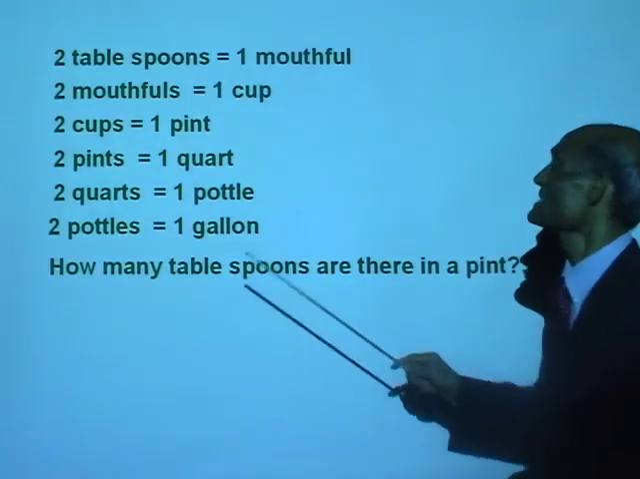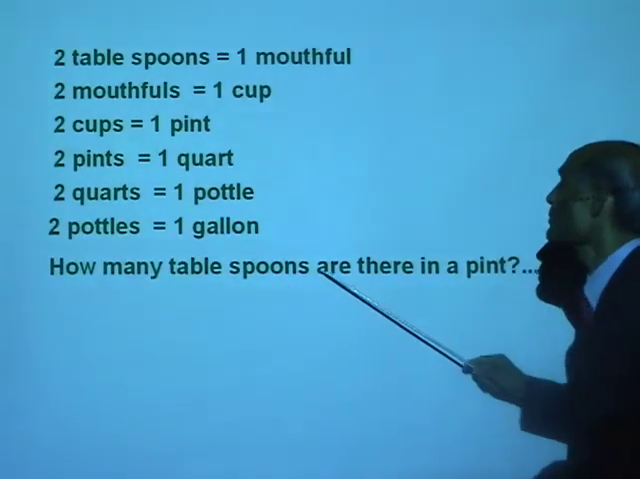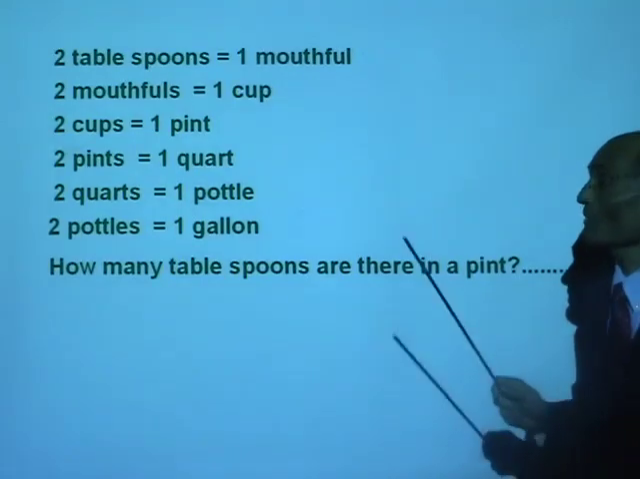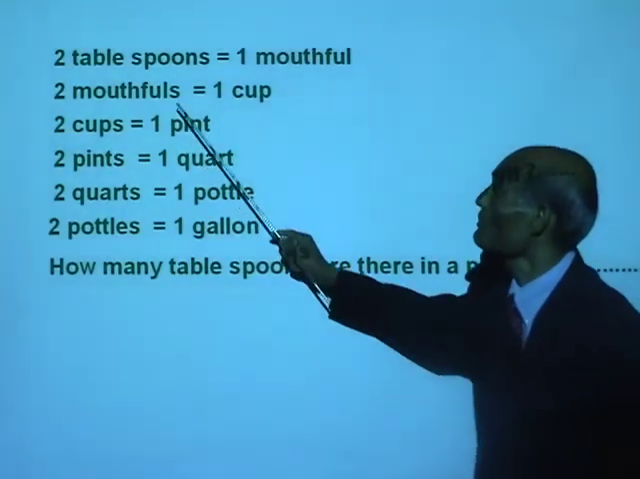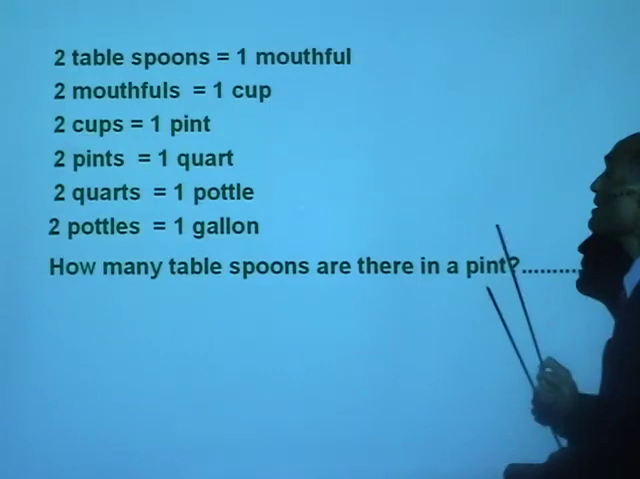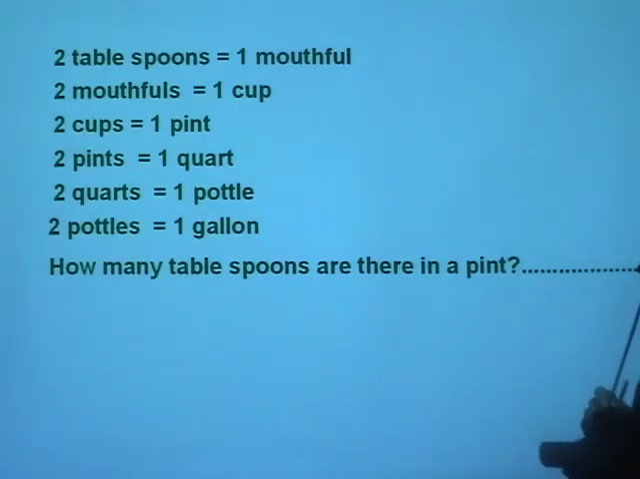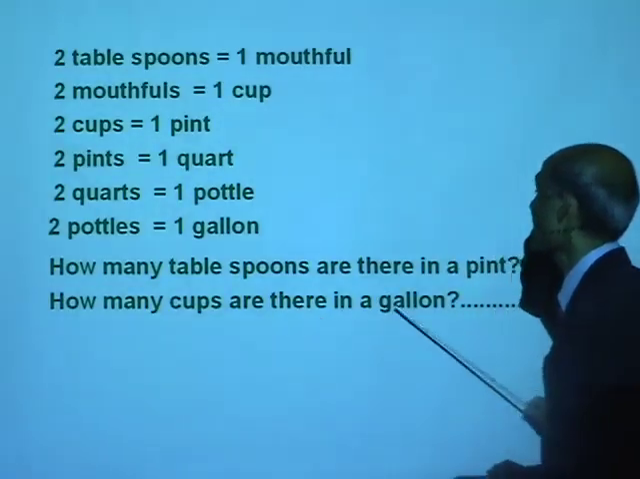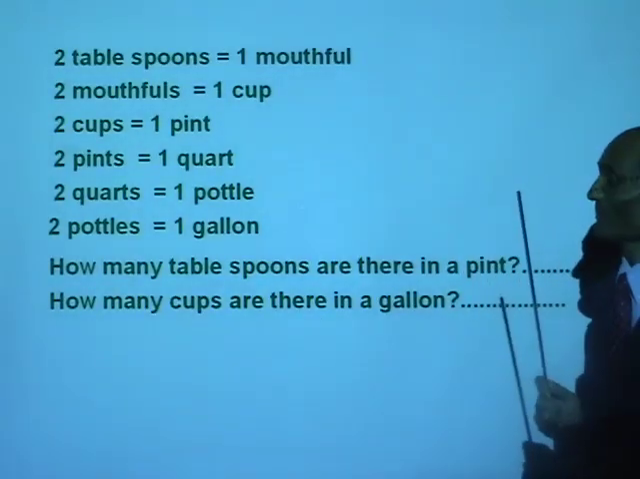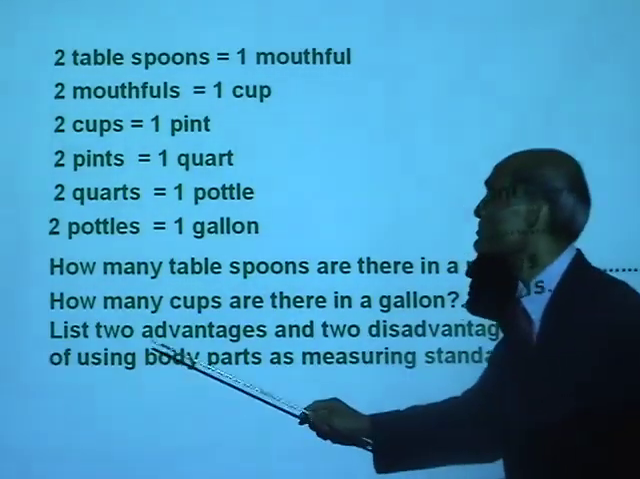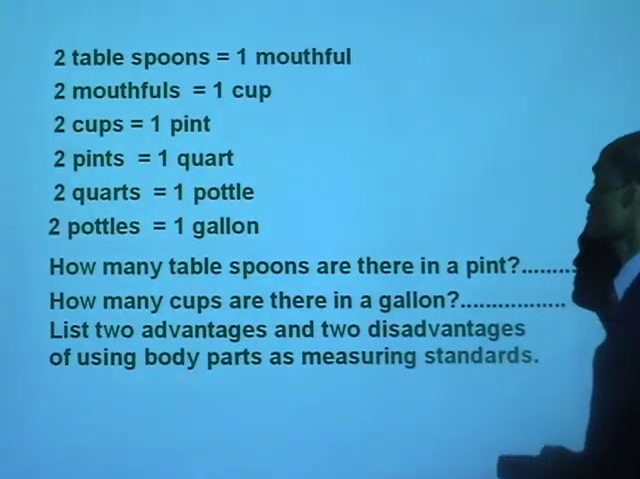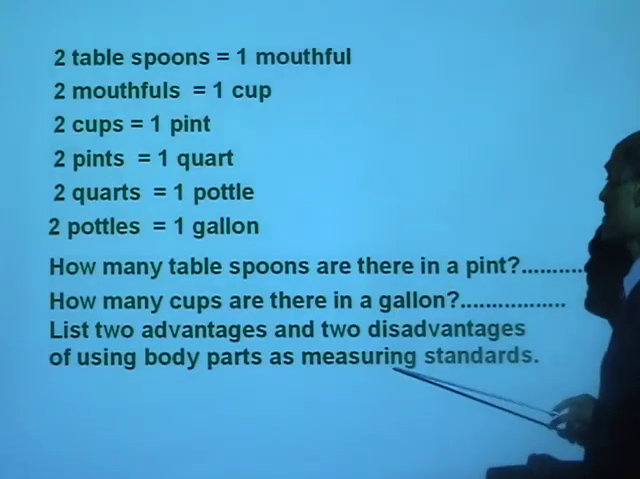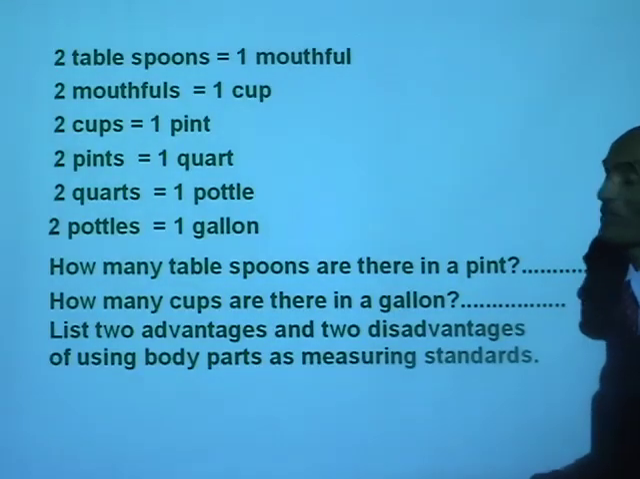Okay, in that case, how many tablespoons are there in a pint? I will not tell you. I want you to figure it out from here and answer this. How many tablespoons are there in a pint? How many cups are there in a gallon? Now, list 2 advantages and 2 disadvantages of using body parts as measuring standards.